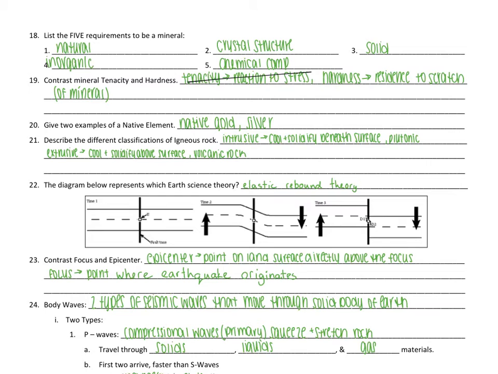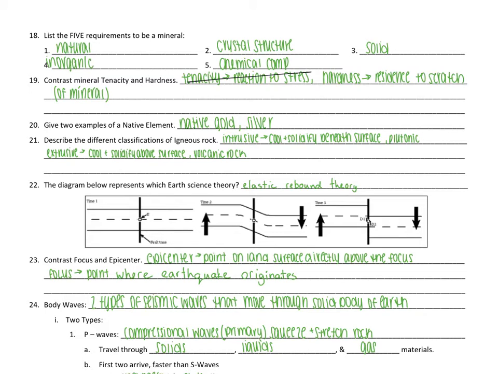Describe different classifications of igneous rocks. So you can have intrusive or extrusive, also known as plutonic versus volcanic. If it's intrusive, it's going to cool slowly. It's going to be coarse-grained.